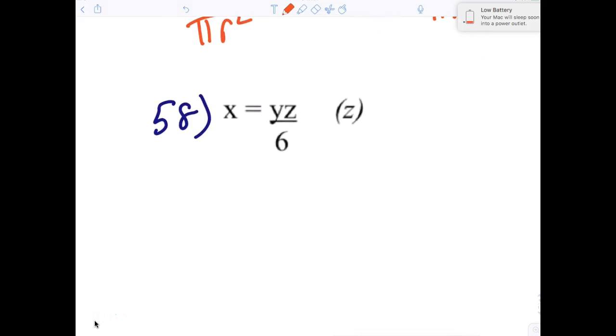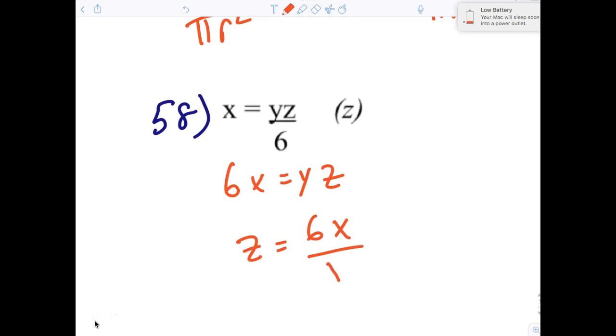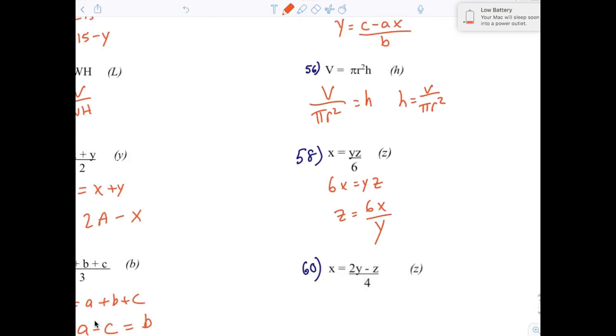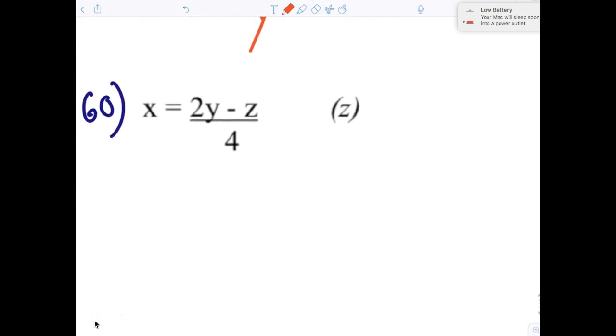58 is kind of easy. Multiply both sides by 6. 6x equals yz. So z is equal to what? I think it's 6x over y. Everybody good? And then finally, 60, multiply both sides by what?